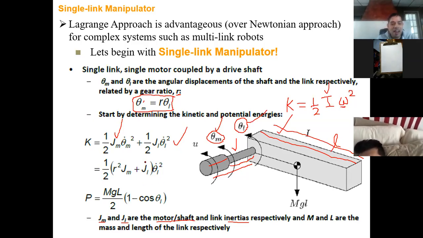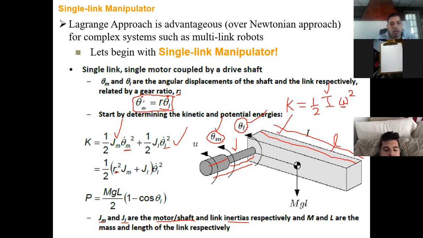Now I factor out theta L dot squared in both the terms. As you can see, I replace theta m by r theta L, because you have to take the derivative of theta m. When you take the derivative of theta m, r is the ratio, which is constant, then you simply take the derivative of theta L. So theta m dot is r times theta L dot. If you square theta m dot, you get r squared theta L dot squared. That's what we have here.